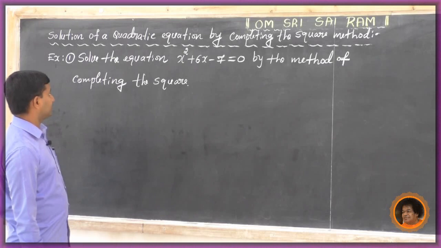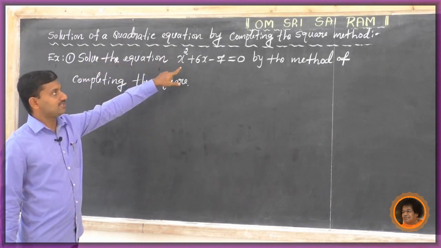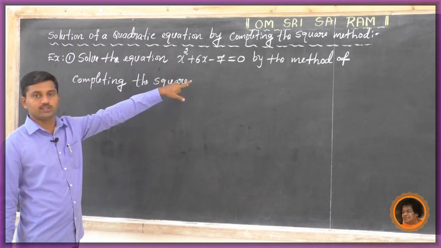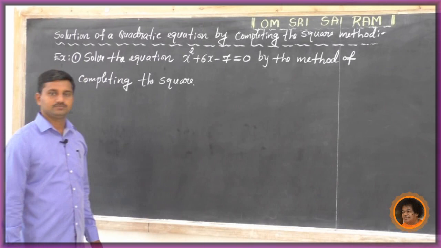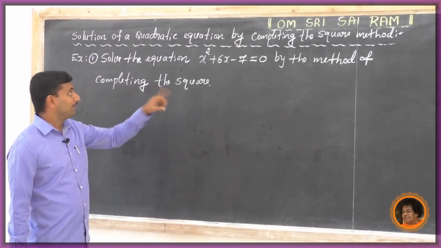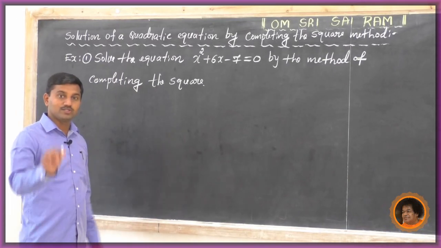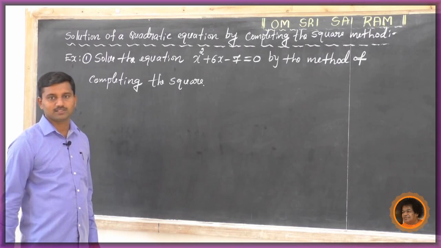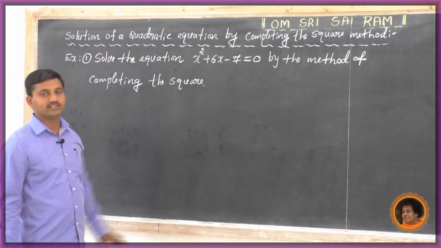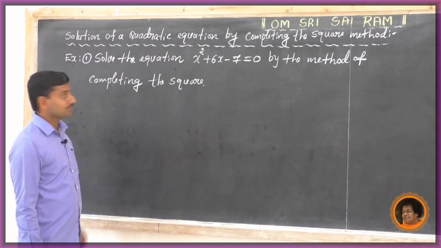So look at the first example. Solve the equation x square plus 6x minus 7 equal to 0 by the method of completing the square. There are several methods for solving the quadratic equation. The first one is the factorization method, the second one is the completing the square method. Now the steps of the completing the square method.